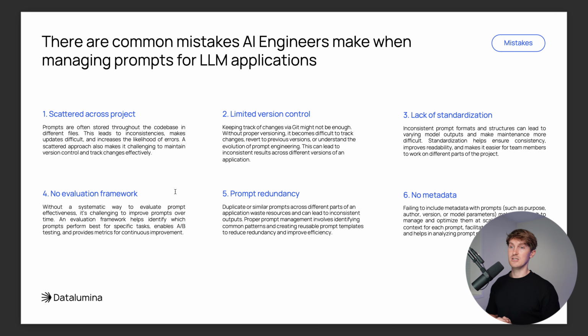So prompt redundancy. And then finally, common mistake number 6 is no metadata. So just a prompt in a TXT file or an f-string or just inline within your API call, without any context about who wrote this, what version this is on, what the utility is, what model we should be using. No metadata. So these are some common mistakes that I see a lot of new AI engineers make.